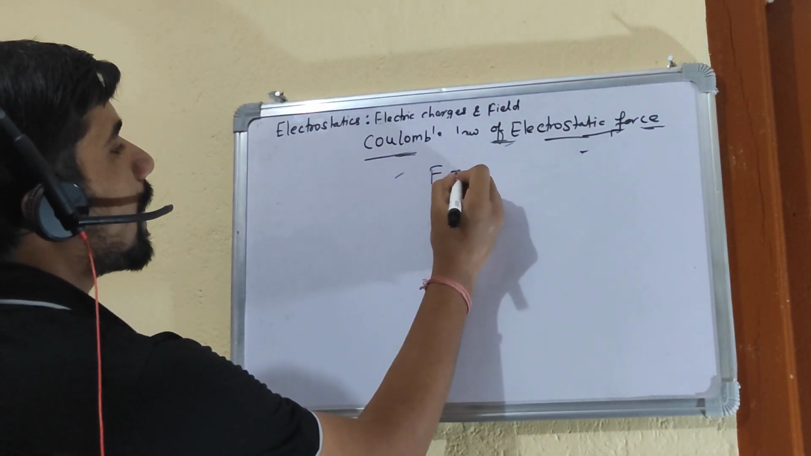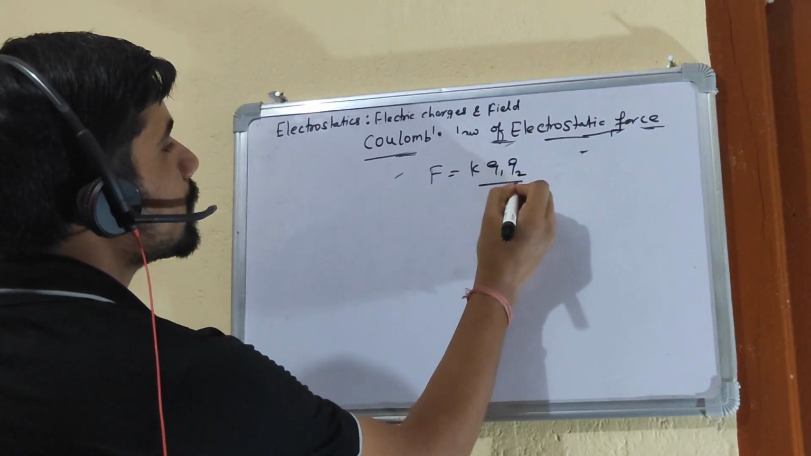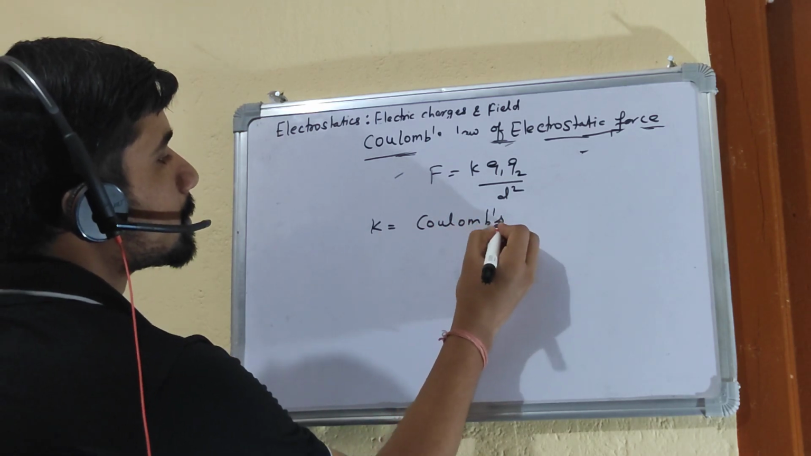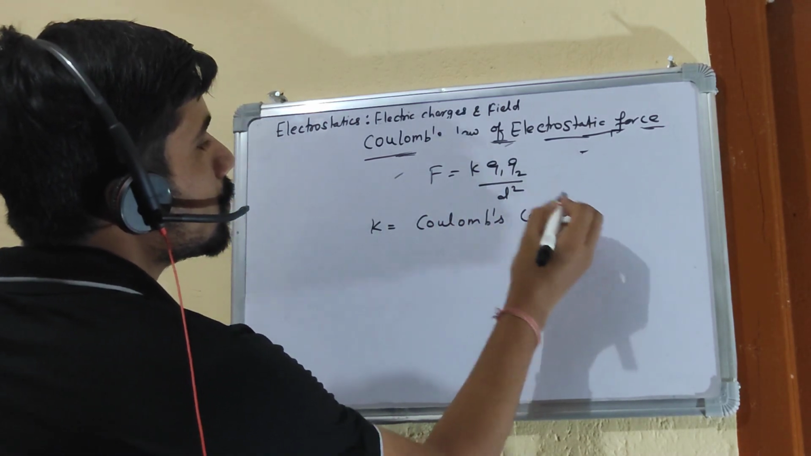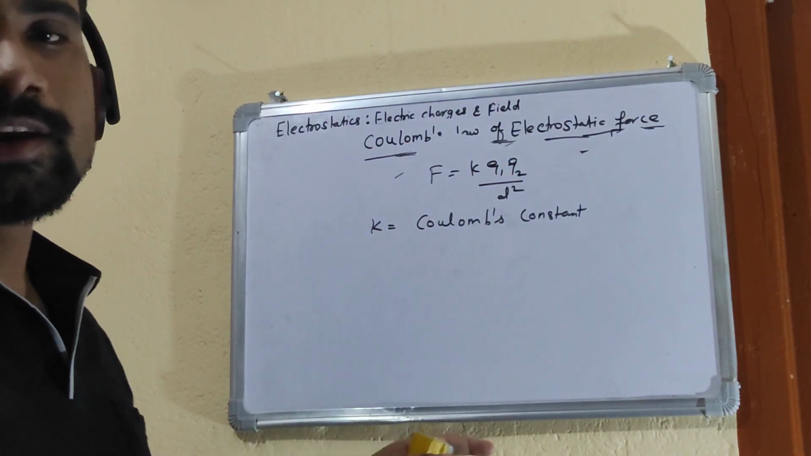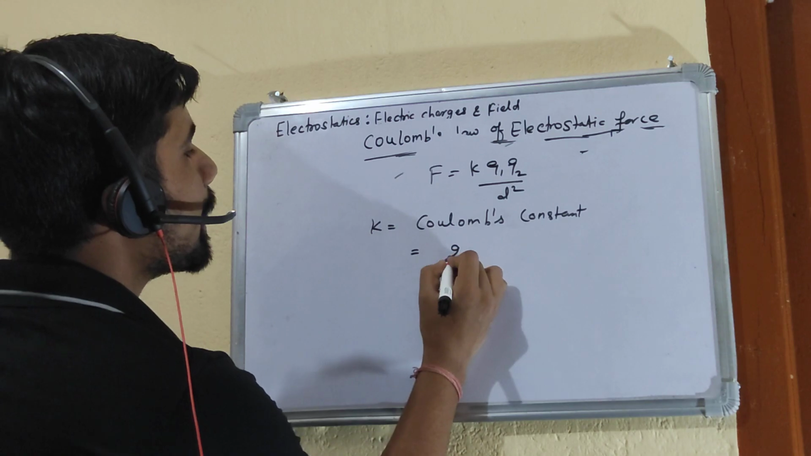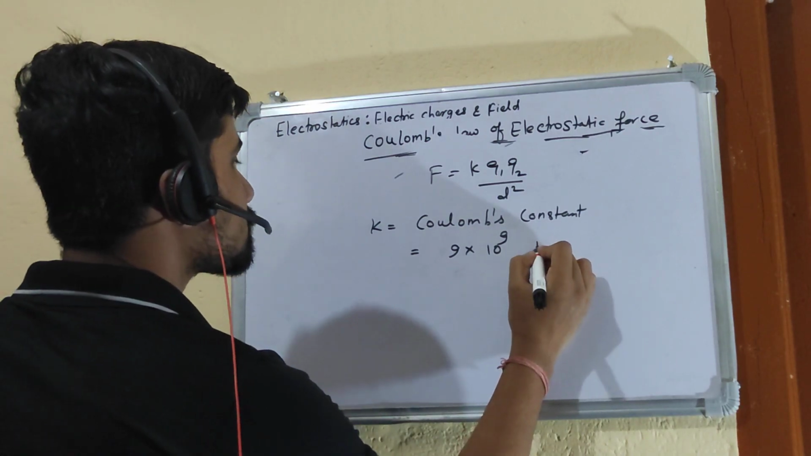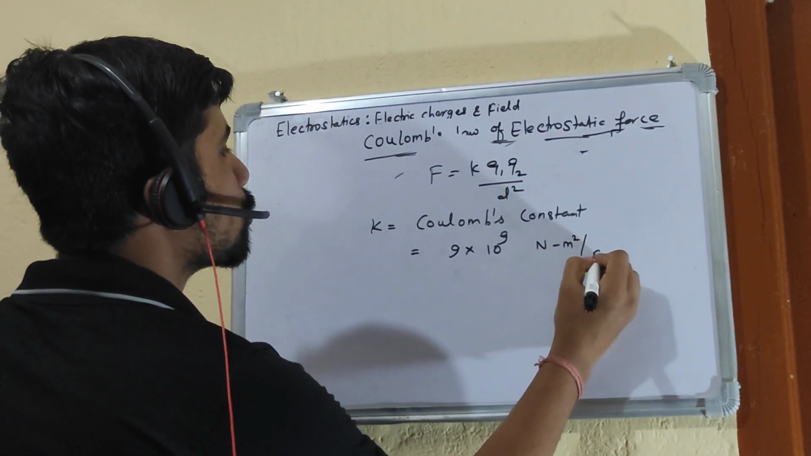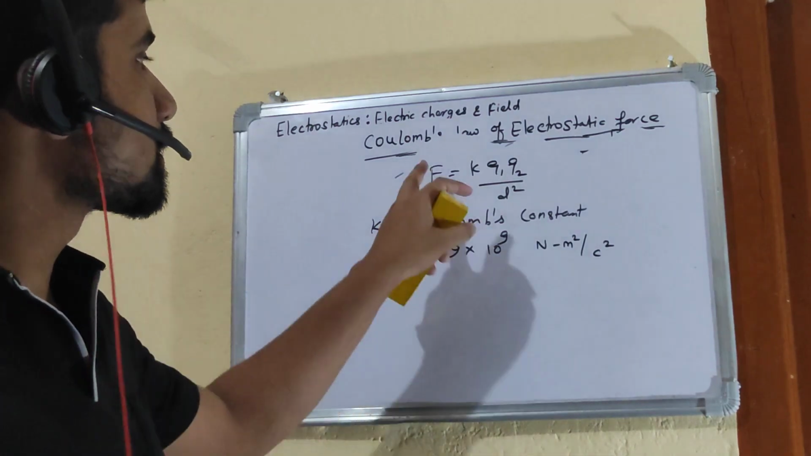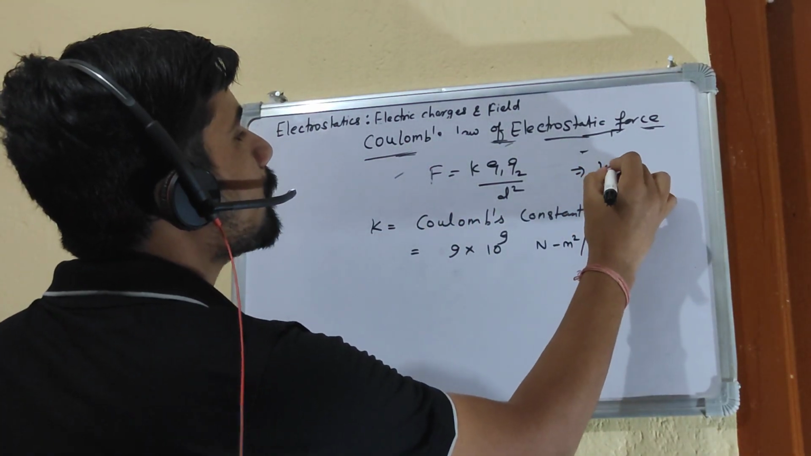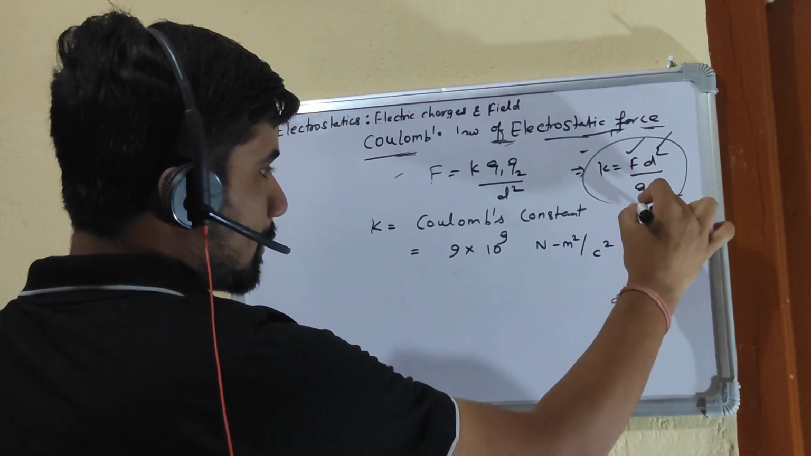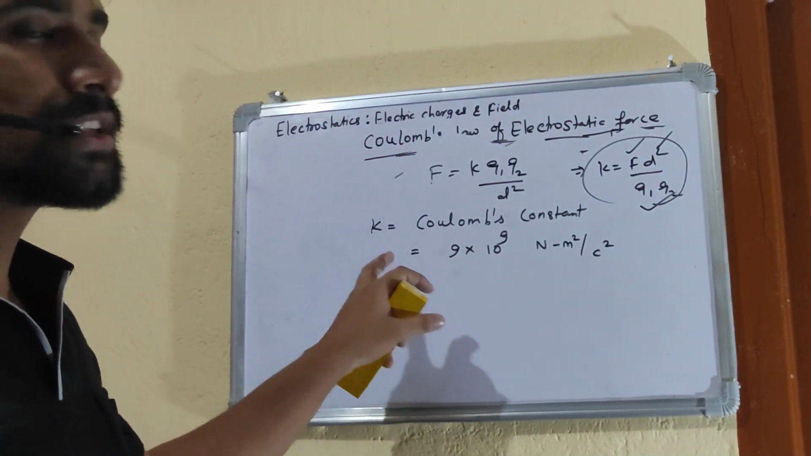So the expression is F equals k q1 q2 by d square. Here k is a constant which we call Coulomb's constant. The measurements showed that the value of k is 9 into 10 to the power 9, and the unit will be Newton meter square per Coulomb square. You can find this out since k is F into d square by q1 q2. Using this, the unit will be Newton meter square per Coulomb square. So this is the value of k.